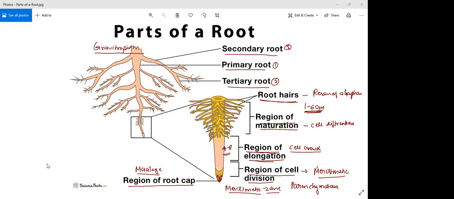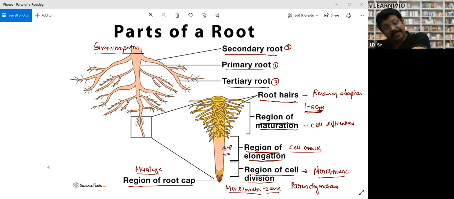Sir, are they unicellular and do they arise from the epidermis? Awesome. Great. That is the answer actually. I appreciate you all participating in the question. Yes, they are unicellular tubular outgrowths of the epidermis. Note it down. This question has been asked in medical examinations.